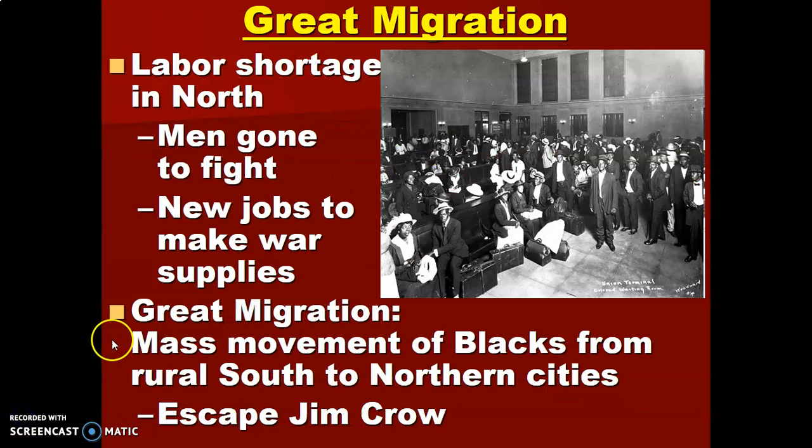Next, we have the Great Migration. The Great Migration's definition is right here. It's a mass movement of black people from the south to the north. So it's a movement of black people from the south to the north. The reason why they're moving is for jobs.